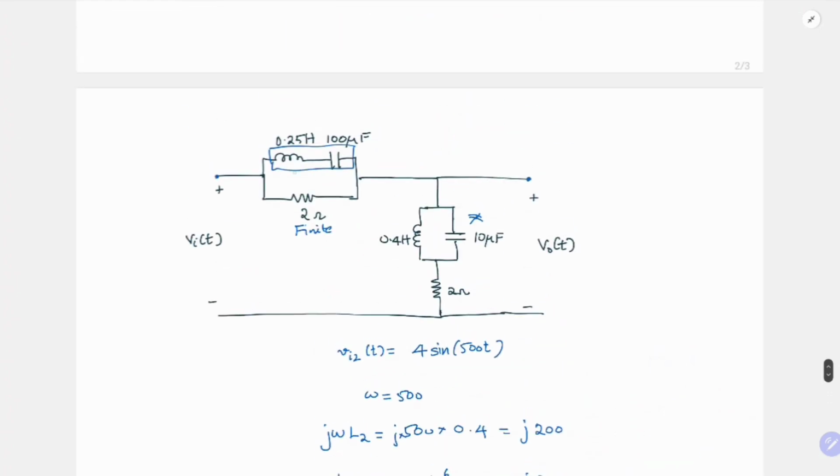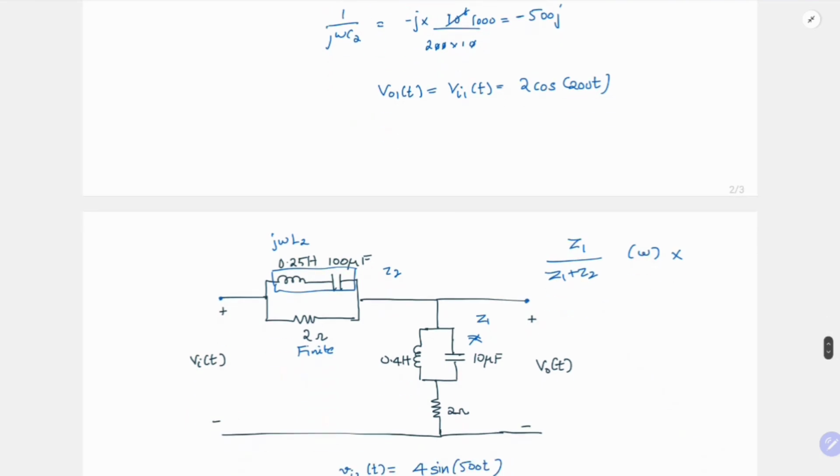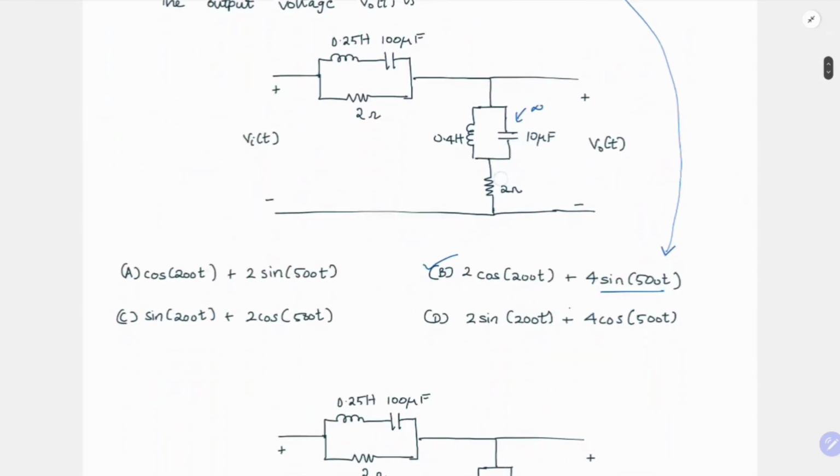For this case, you needn't write out j omega L2 and get the entire expression of Z1 by Z1 plus Z2, then substitute omega. This is not required here. You just substitute and see, and in one case one of them is going to disappear, and in the other case the other is going to disappear, and you'll get the answer easily. So the answer is option B.